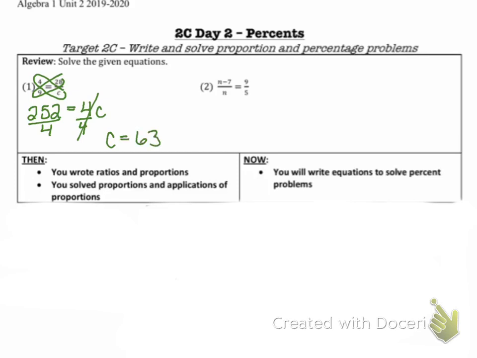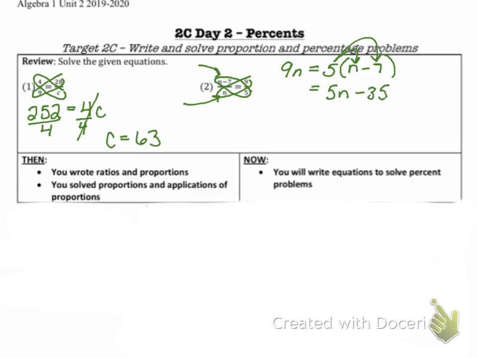And then in number 2, I notice that I have not only the n up in the numerator, but also in the denominator. So that's going to tell me that when I cross multiply, I'm going to have variables on both sides. So I'll do 9 times n, which is just 9n. And then 5 times n minus 7, and I'll make sure to use parentheses. So n minus 7 here. I'll go ahead and distribute the 5. So 5 times n is 5n. 5 times negative 7 is negative 35, or minus.